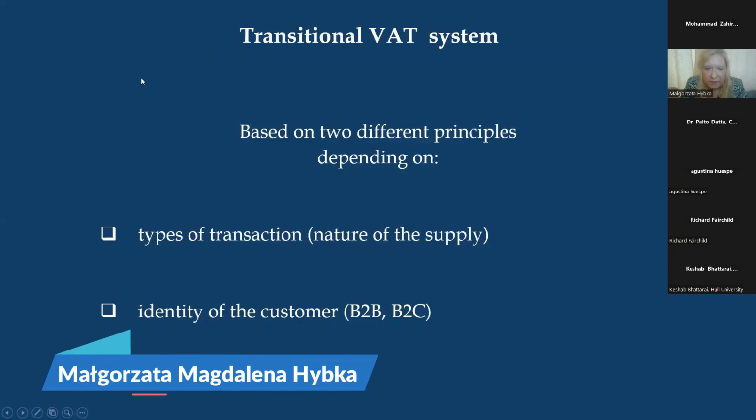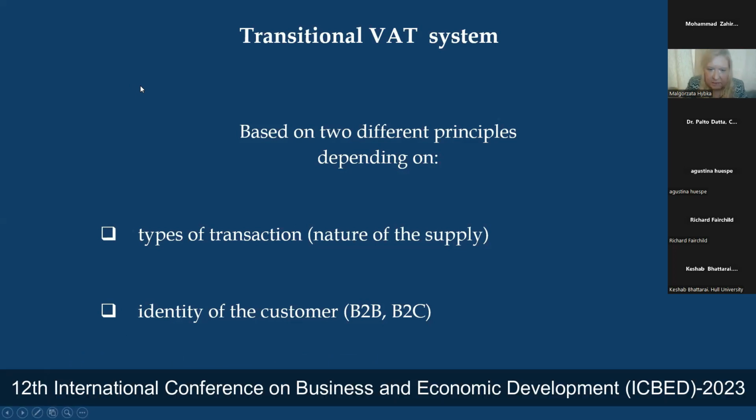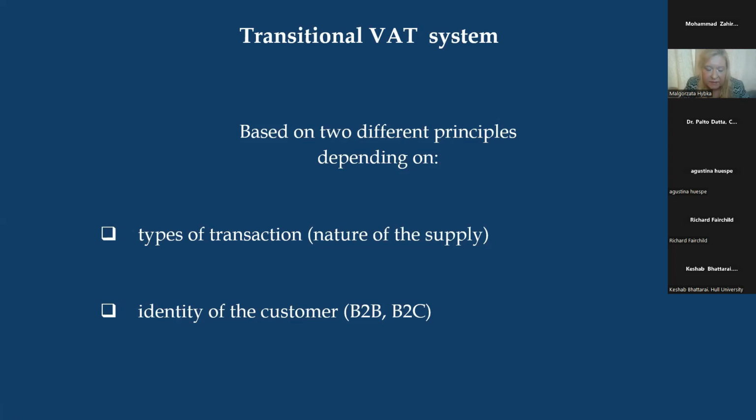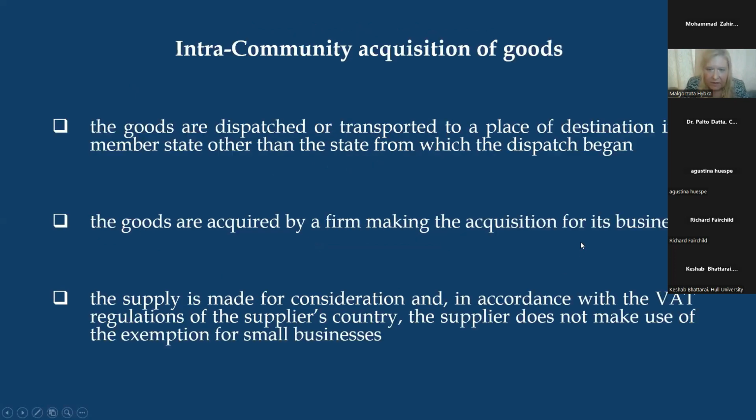So the European Union decided that sustainable development and justice for all the countries would be a priority, and they created a transitional system. The system is based on a combination of the origin and destination principle, and whether the origin or destination principle is applied depends on the type of transaction, so the nature of supply and the identity of the customer. And of course, creation of such a combined system leads to some intricacies. So the system is pretty complicated.